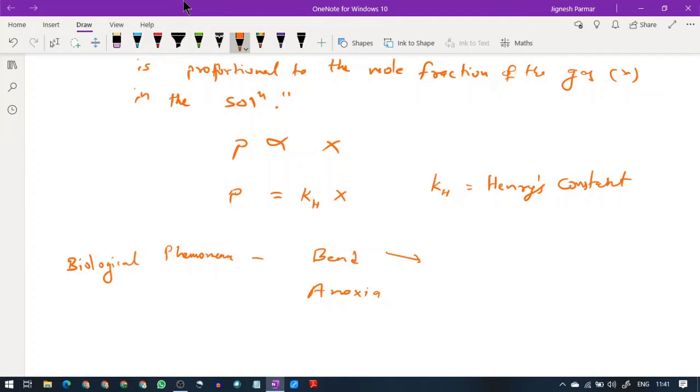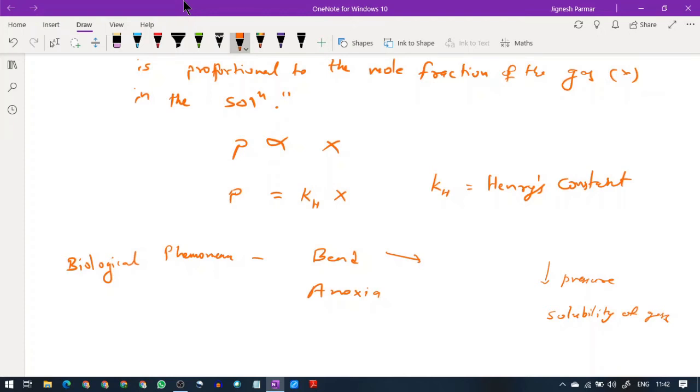Let's take an example of a scuba diver. When they go deeper and deeper into the sea, pressure increases. When pressure increases, the solubility of gas also increases. Why? It is explained here that pressure is directly proportional to the mole fraction, and mole fraction is nothing but solubility. So the solubility of gases increases.